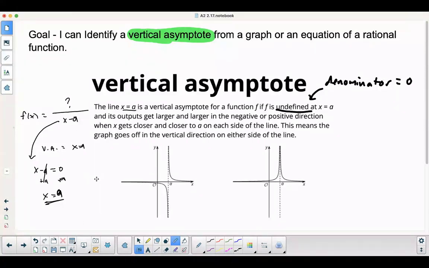Now, also make sure you understand when it's x, the equation of the vertical asymptote is x equals a. It's not a. A lot of kids just say, where's the vertical asymptote? And they answer a. Well, no, it's the equation of a vertical line. Vertical lines are always x equals, and then basically the value that it crosses the x-axis, or really the value that all x coordinates on that line are.